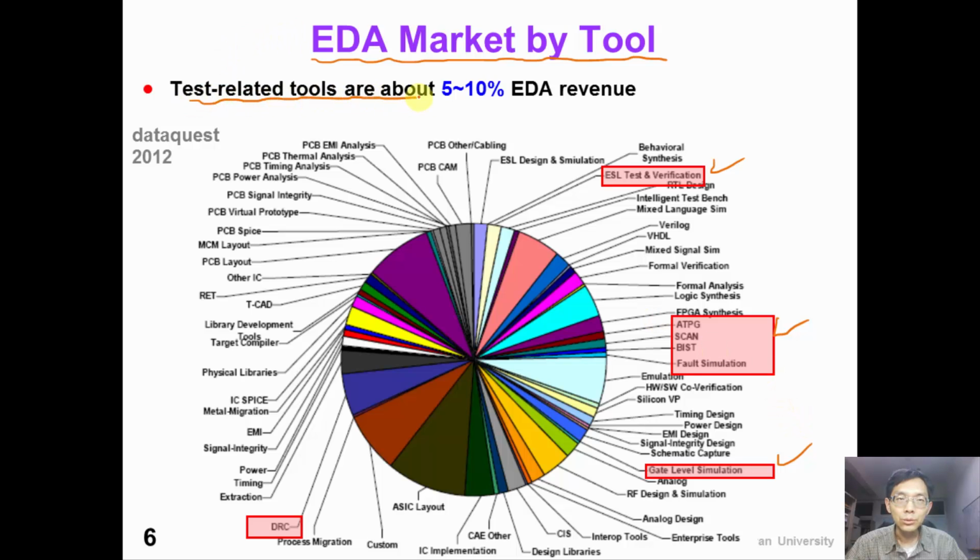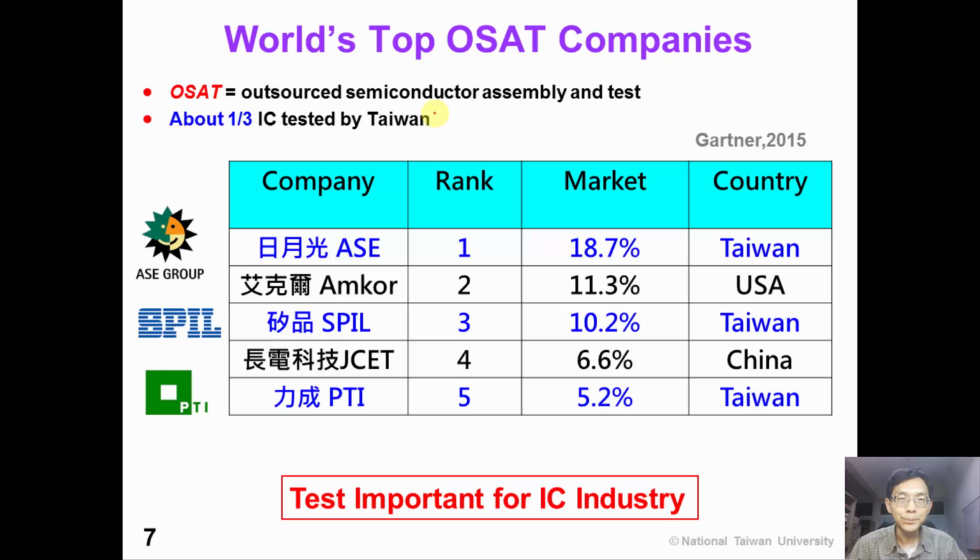Totally, these test-related EDA tools are about 5 to 10% of the EDA revenue. In this figure, we can see that testing is an important tool for the EDA companies. In this table, we show the world's top OSAT companies, where OSAT stands for Outsourced Semiconductor Assembly and Test companies.